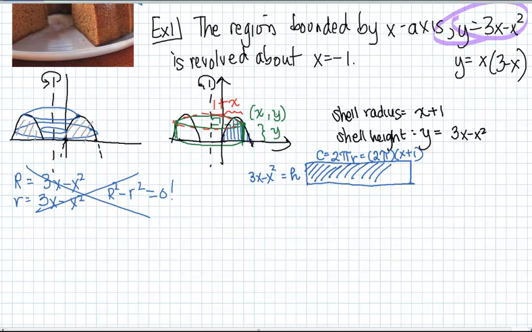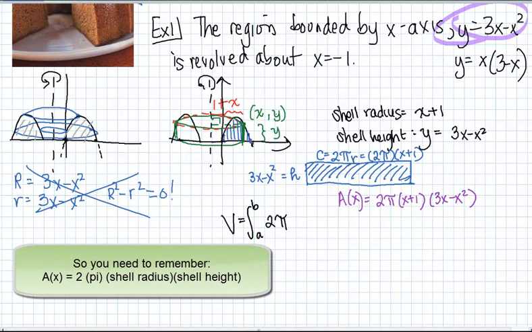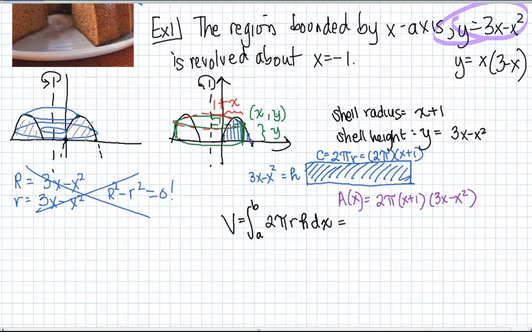So when you multiply those two together, this would give you the area of each one of those pieces, which is going to be 2 pi times x plus 1 times 3x minus x squared. You'll often hear me refer to that as 2 pi shell radius times shell height. Keeping in mind that volume is always going to be the sum of all of the areas, and in this case they're shells, that'll be 2 pi r h dx.